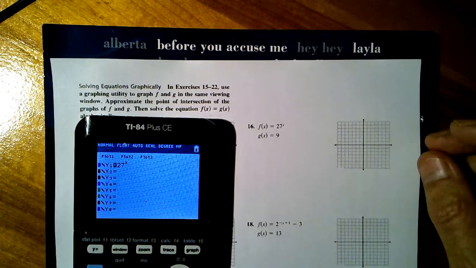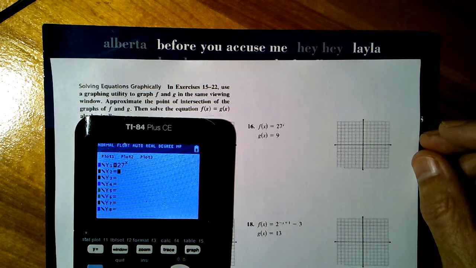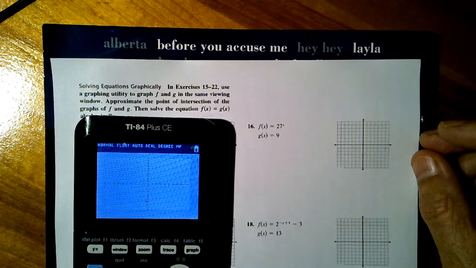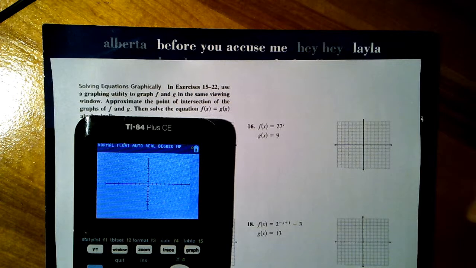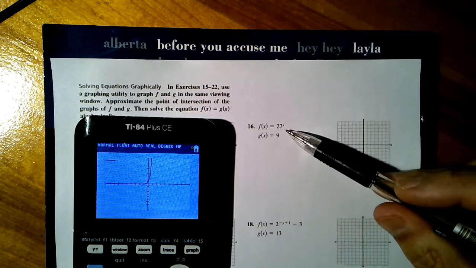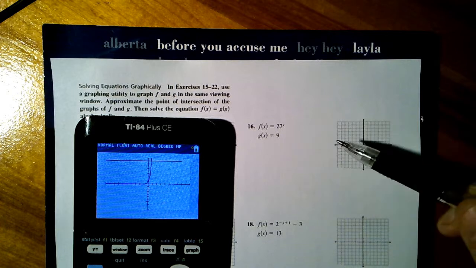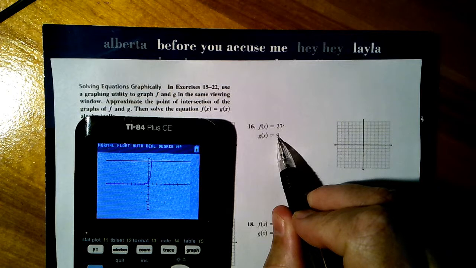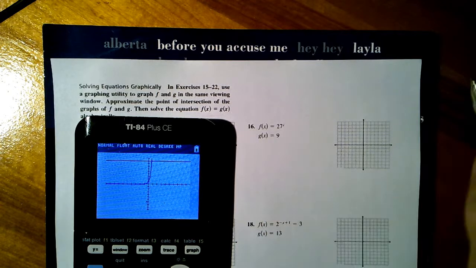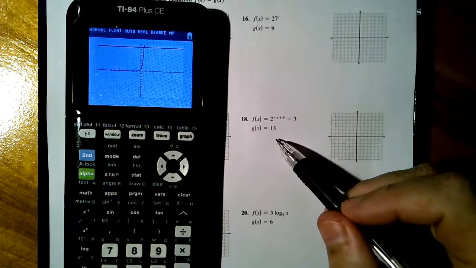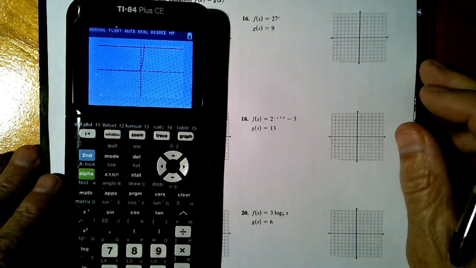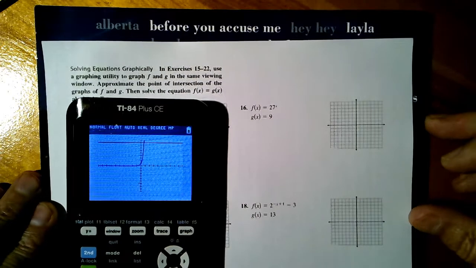Nice big exponential function, and 9, and why not zoom standard? We're graphing those two, and here comes that first function, it just explodes, and the second one, well, that makes sense. The intersection has to be up at 9 because this function's always 9. That might help us realize that when we graph 18, we might want a different window setting, but I'm going to show you an alternative to that as well.